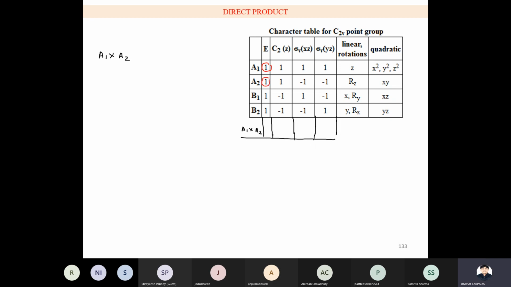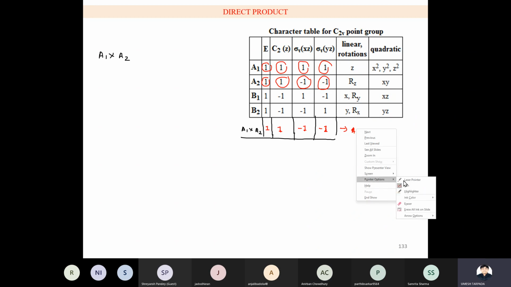The characters of A1 and A2 here are 1, 1, 1, minus 1 and 1, 1, 1, minus 1. So 1 into 1 is 1, 1 into 1 again 1, and 1 into minus 1 is minus 1, 1 into minus 1 is minus 1. Now this representation is similar to which one? It is similar to A2, and therefore the direct product of A1 cross A2 becomes A2.